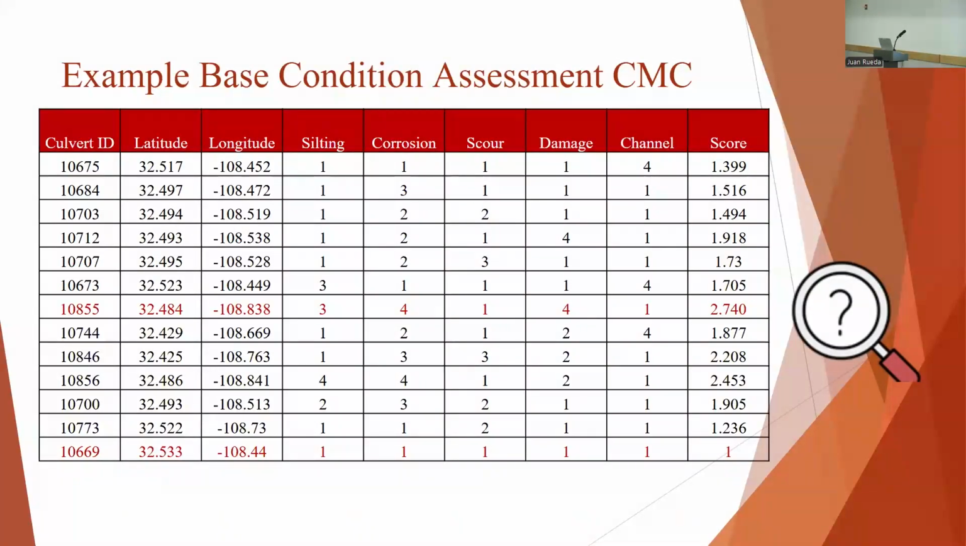So here's some of the data, just looking at a few of the culvert IDs and their location, and then looking at the score for each of the attributes. So you can see here this one is 2.7. So we had some problems with silting, corrosion, scour, no problem, heavy damage, and the channel inlet was pretty good. And then here you got one that was perfect all the way across.